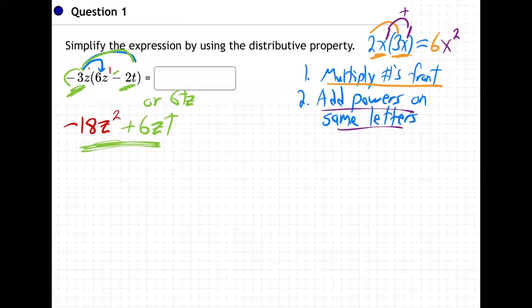Does that make sense? So the only time the letters add is when you add the powers on the same letters, don't you? That's why the Z1 made Z2. Whereas when Z and T multiplied, it's just ZT. There's no adding because they're not the same letters. And it's negative times negative is positive. And then you just type it in just like that. There we go.